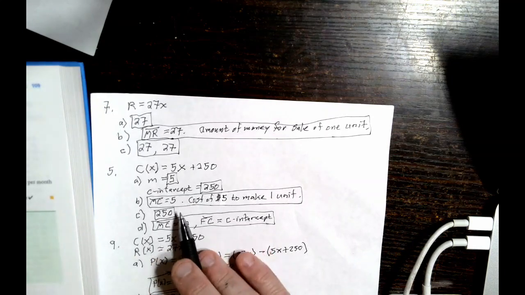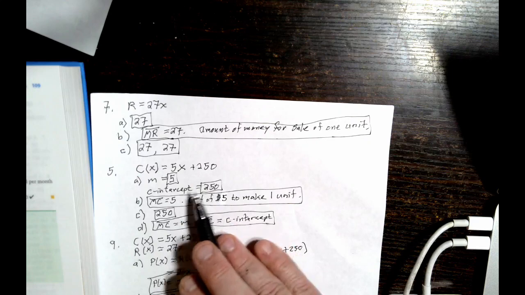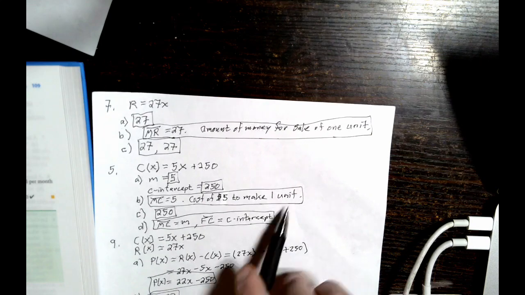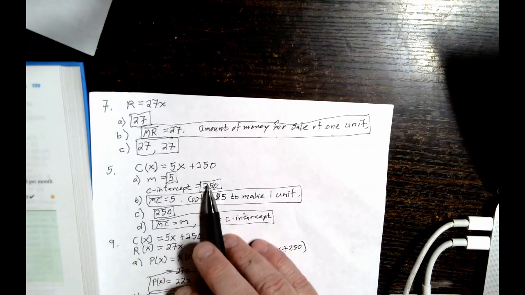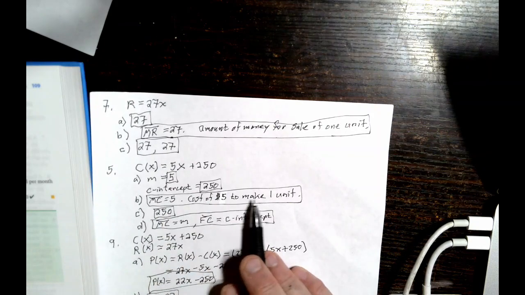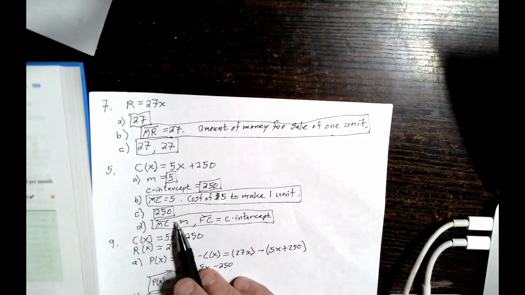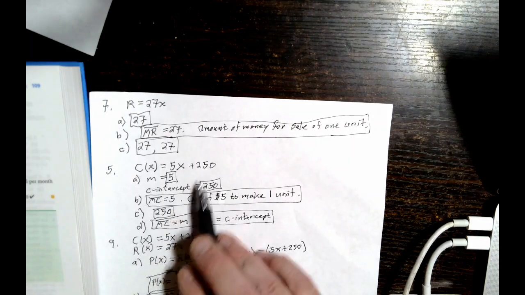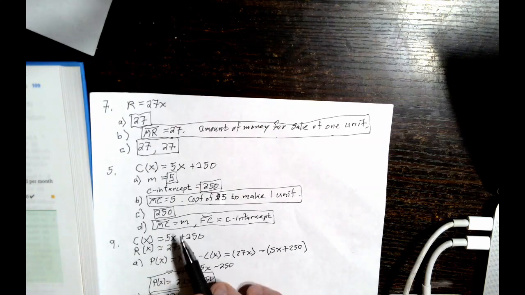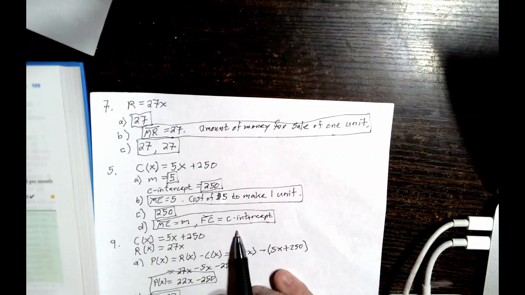Number 5, a linear cost function is given there, and they say, what is the slope? Well, the slope is 5. Okay, and then they say, what's the c-intercept? Well, the c-intercept is found by looking at the constant there. Then they ask you marginal cost, same thing as slope. Cost to make one item is $5. And then part C asks you, what are the fixed costs? Well, it's the $250. Then D, how are the answers related in parts A, B, and C? Well, you know marginal cost and slope are the same thing. And you know fixed cost and c-intercept are the same thing.